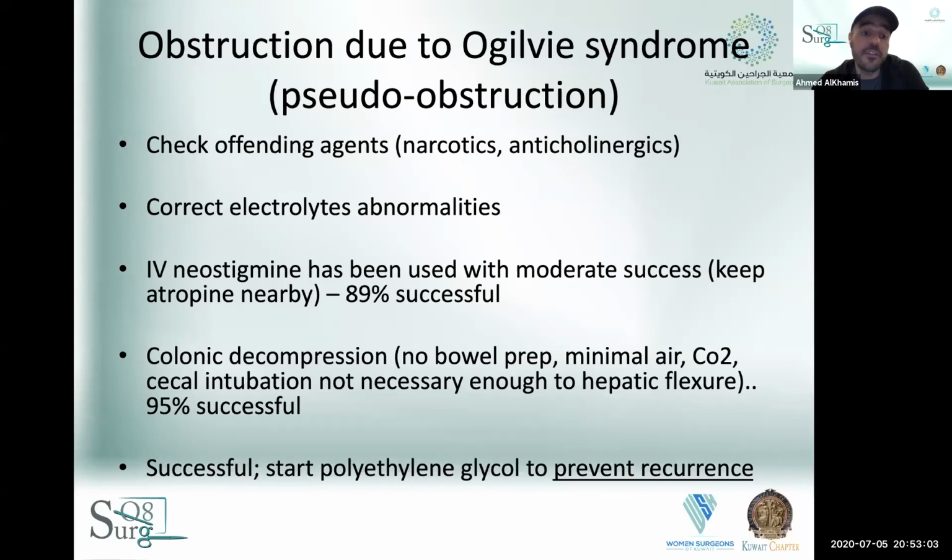If that fails, colonic decompression is appropriate. And of course, if you don't have neostigmine, then you're going to do colonic decompression anyway. But why wouldn't you have it? You should.